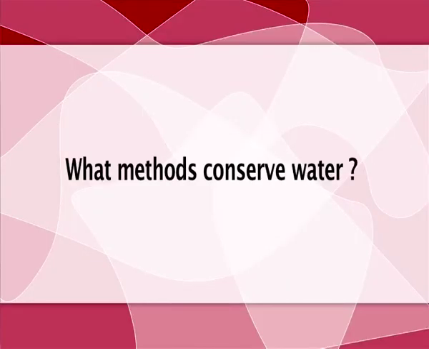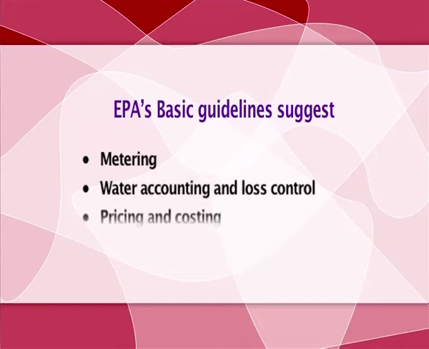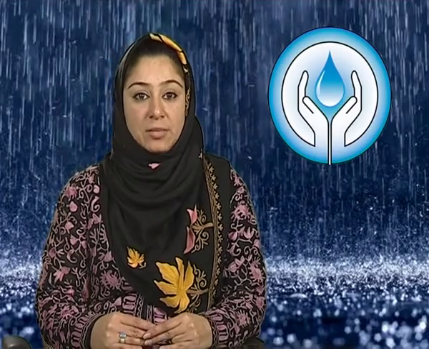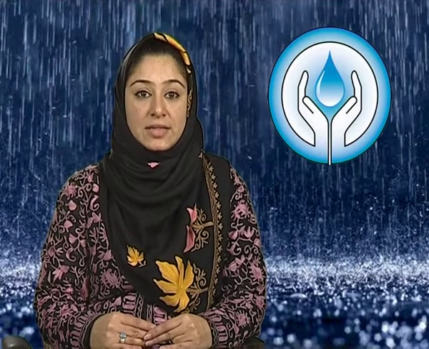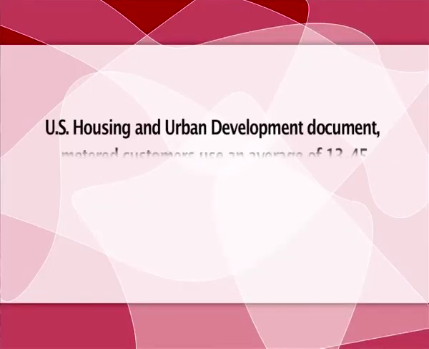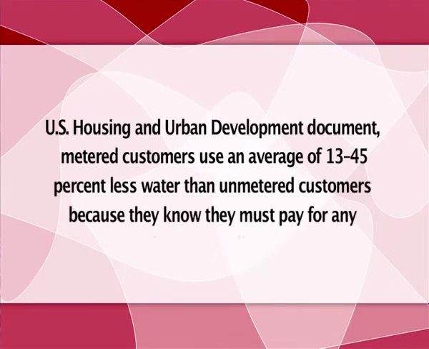What methods conserve water? EPA's basic guidelines suggest metering, water accounting and loss control, pricing and costing, and education or information. EPA's guidelines are not regulations but recommendations that suggest 11 different conservation methods. How appropriate and desirable any given method is must in the end be accepted by the individual community and utility. According to a US Housing and Urban Development document, metered customers use an average of 13 to 45% less water than unmetered customers because they know they must pay for any misuse or negligence.